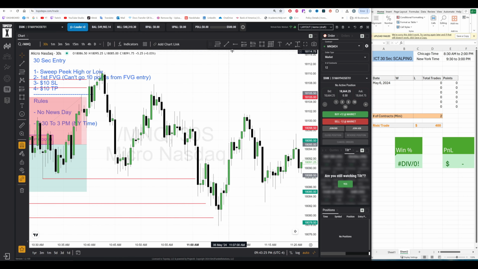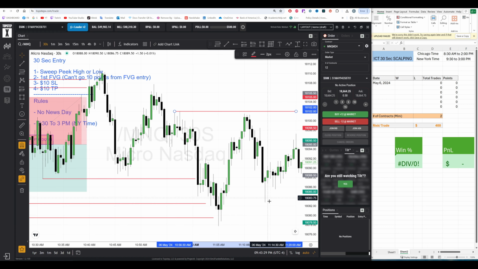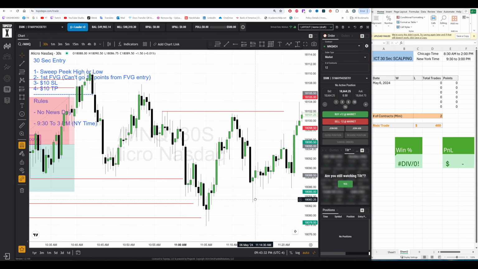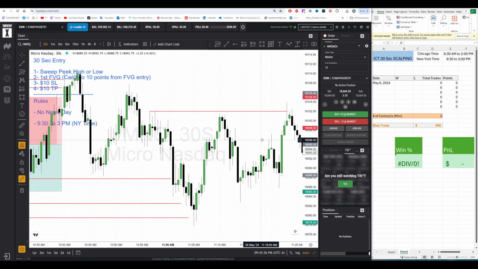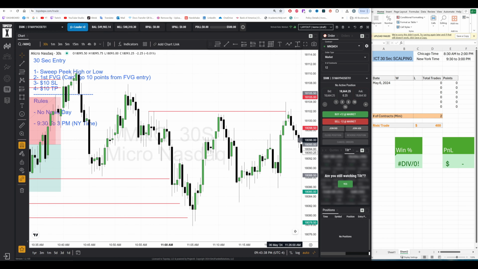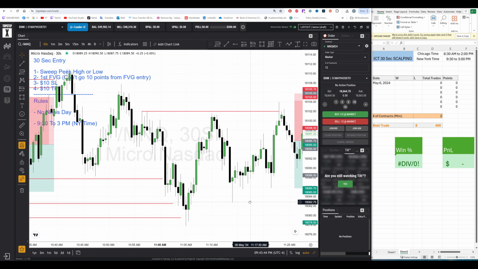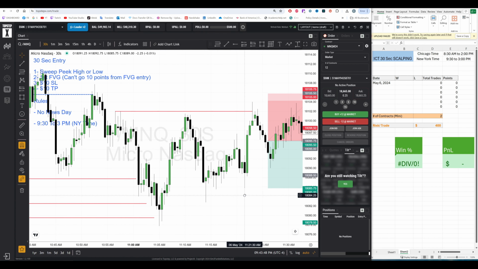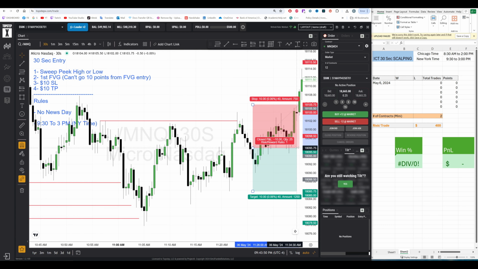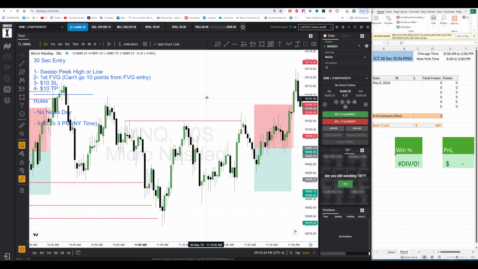So I see here equal highs and a high right here. Okay, so we get that sweep, and I see a bearish fair value gap right here. So we're going to put a limit order in to short it. We get a retest before the 10 points. Looks like a stop loss. Okay, so that is a stop loss. No, that's fine. I'm going to go ahead and continue.